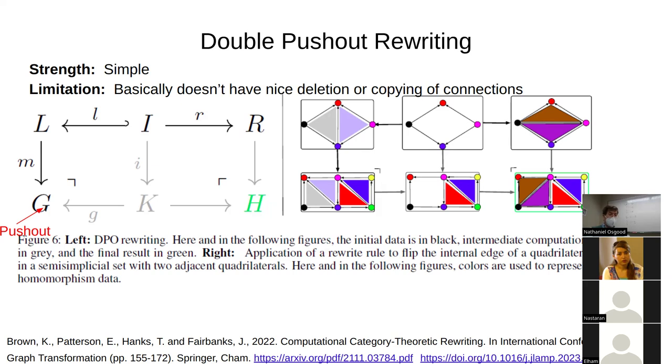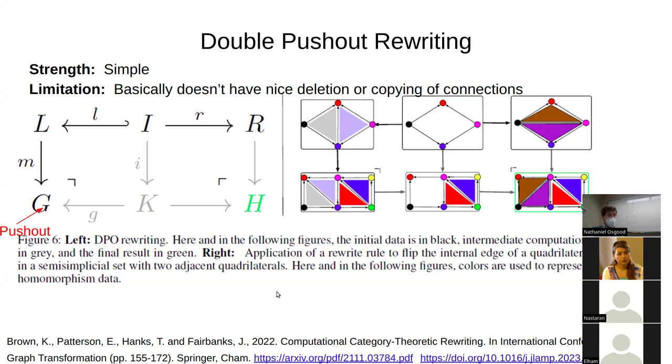So let's, my mother's probably at the airport now, so I have to wrap up. But let's talk about double pushout rewriting, and then let's talk about each of the others just so we know. But I'll have to wrap up soon.